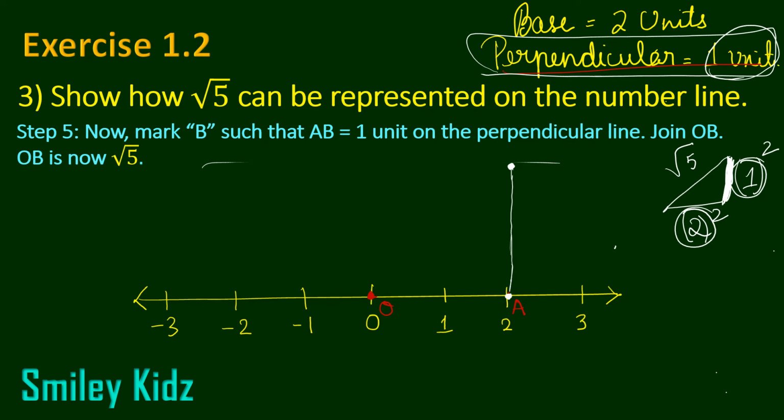Now, perpendicular is 1 unit. So, you are going to take the measure of 1 unit from your scale or the ruler and point it as B. Like this. Now simply join O and B. Like this. Now what is the measurement of OB? It is root 5. And you can also consider OA as 2 units and AB as 1 unit.